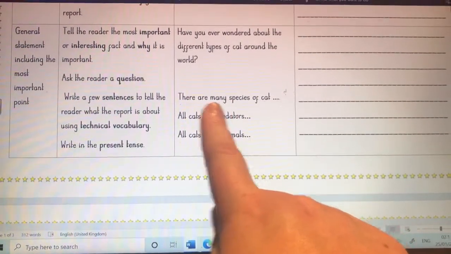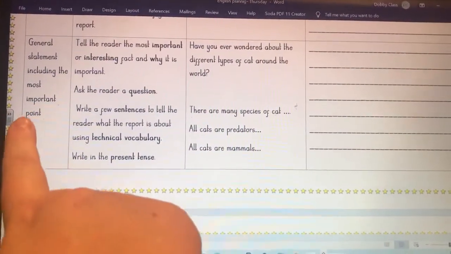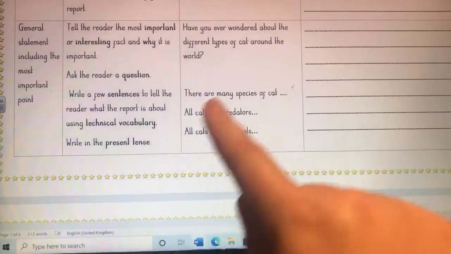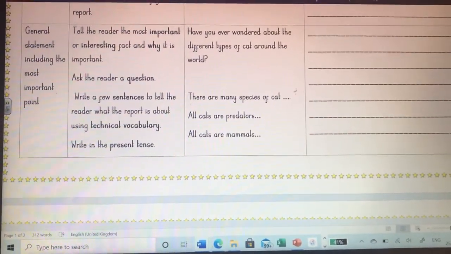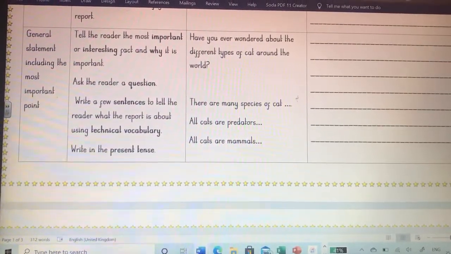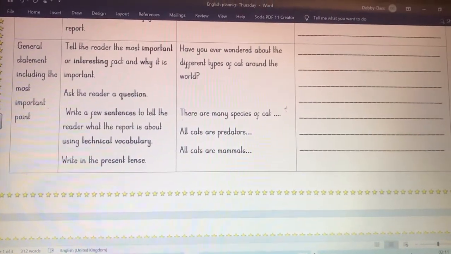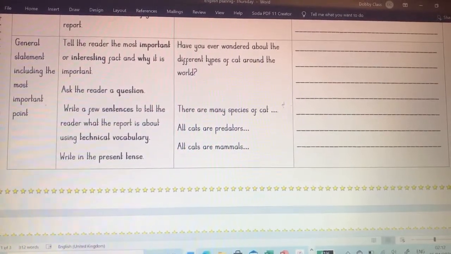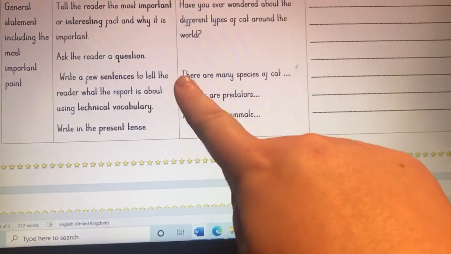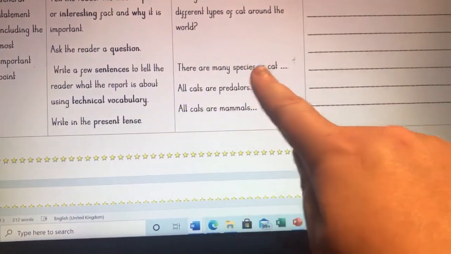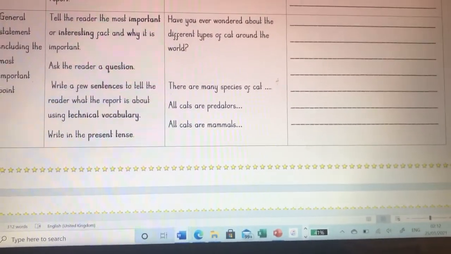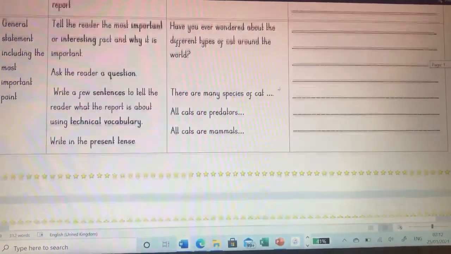Wild Cat text. So here, a general statement, this is the introduction. What was our key question, our important fact, and some facts to go with that? Our Wild Cats was, have you ever wondered about the different types of cat around the world? What could your key question to interest your reader be about elephants? What then could you have as your opening sentences? How could you change it from there are many species of cat to there are many species of elephant? See what you've got on your information sheets to include.